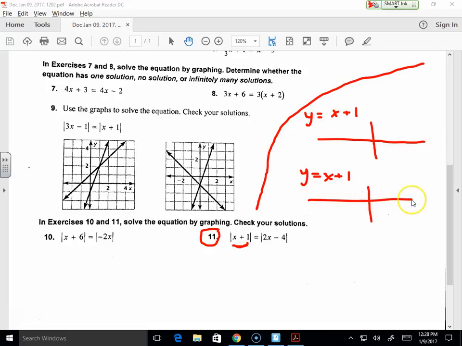Now, question. How do I graph x plus 1 real fast? Yeah. Start at 1 and then go up 1 over 1. Good. Start at 1 and go up 1 over 1. Can we at least say this is approximately right? Yes. I'm drawing with the mouse. It's rough. No judgment.